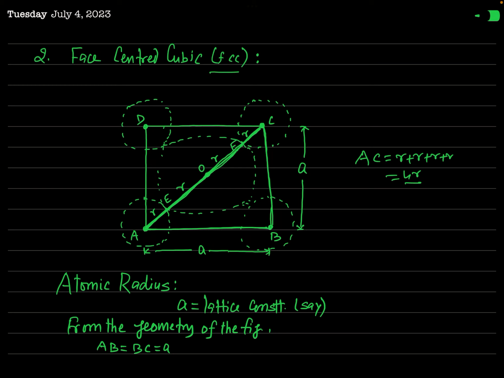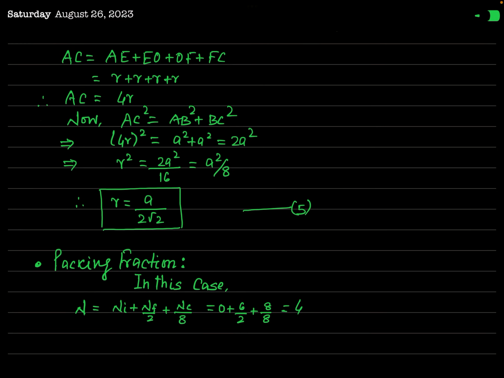But this diagonal can also be found by using the Pythagoras theorem: AC square will be equal to AB square plus BC square. But AC you have calculated is 4R, so this is 4R square, and AB and BC both are a, so these are a square plus a square. After simplifying it, you can get the value of R. I have written it here.